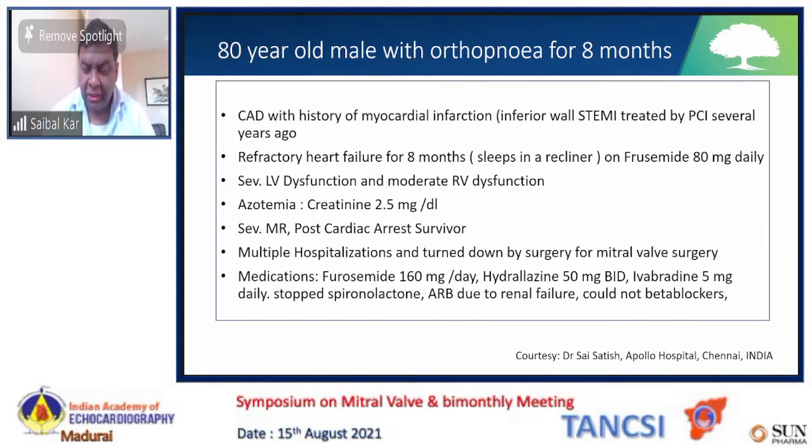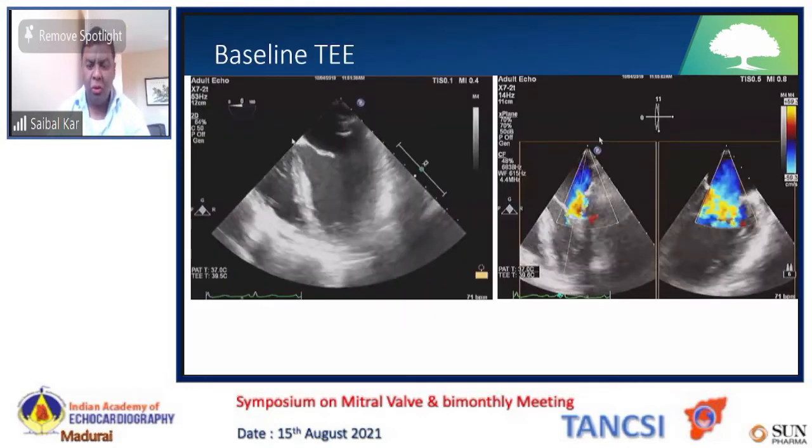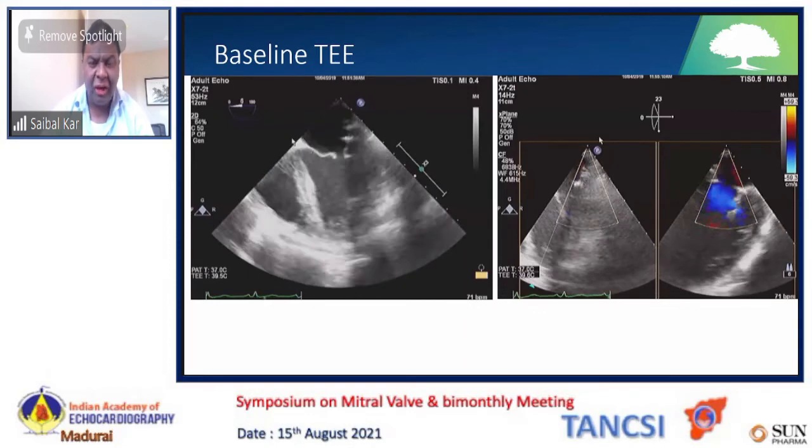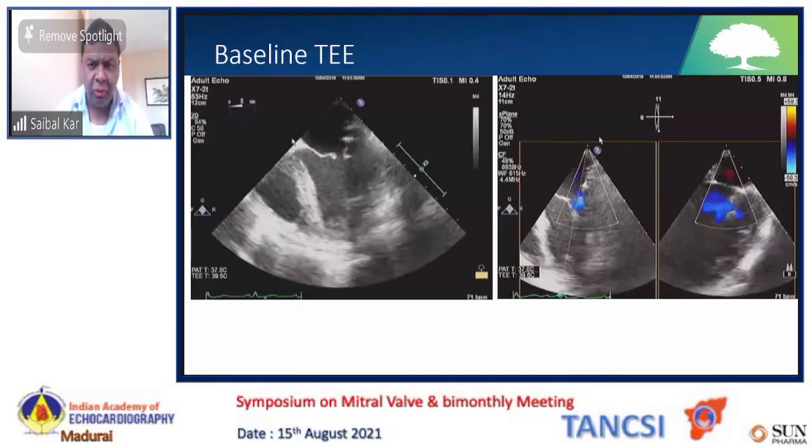Anyway, we looked at him, and the wife and son were very reluctant to consider it. The referring cardiologist requested me to give a second opinion. So this is what the echo looks like. Actually, the transthoracic echo confirmed it was severe MR. So we didn't have a TEE. So I convinced the family to consider him for potentially a MitraClip, but I'm not sure. But I want to show you the images and you decide, tell me what I should do.